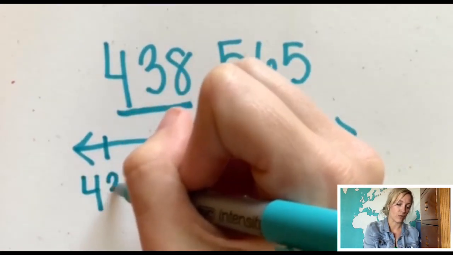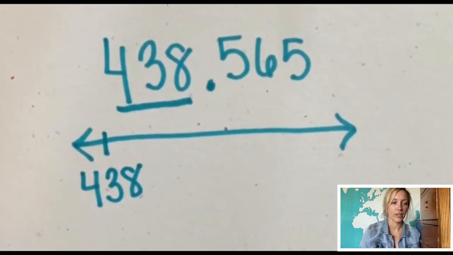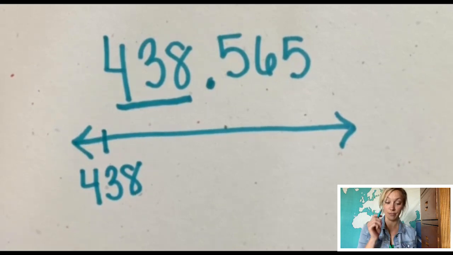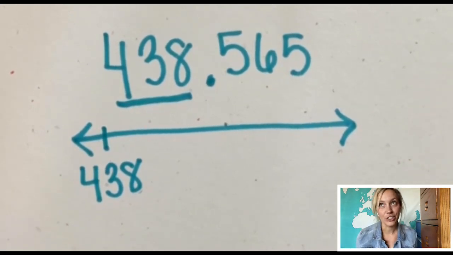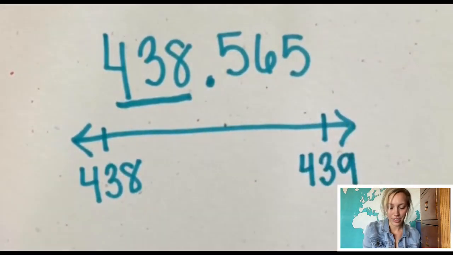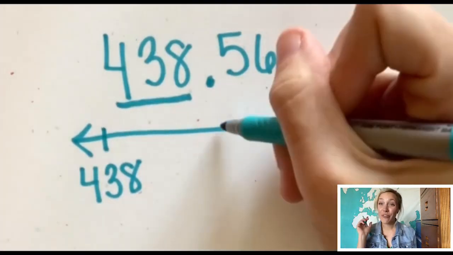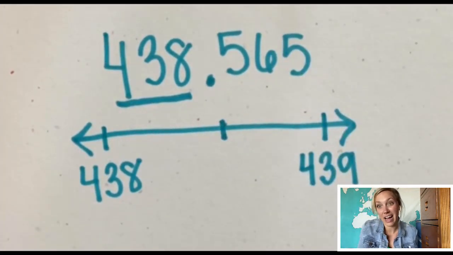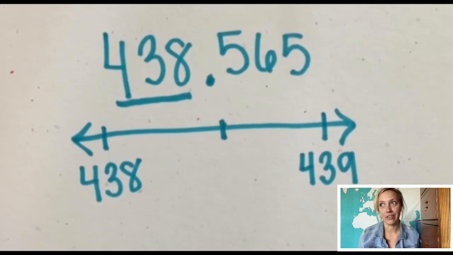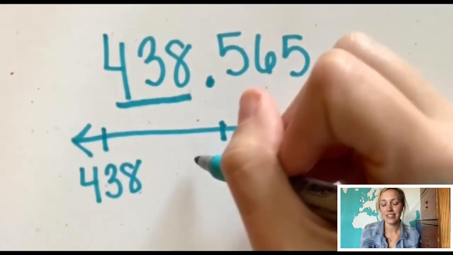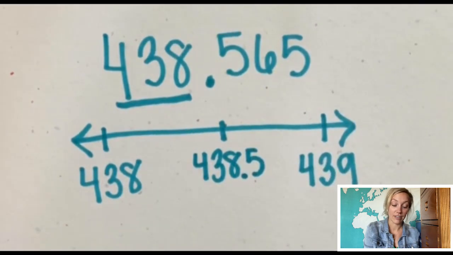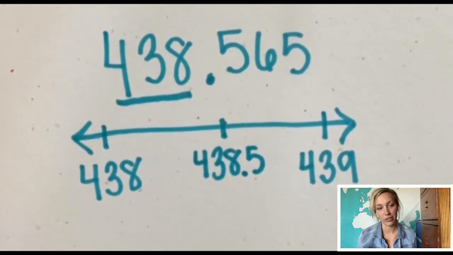My first benchmark is 438. And when we are rounding to the nearest whole number, we have 438 plus 1, which is 439. Now our halfway mark is going to be, what is half of 1? So half of 1 we know is 1/2, or we know it's 0.5 or 5/10. So 438 and 5/10. Now I have all three of my benchmarks.